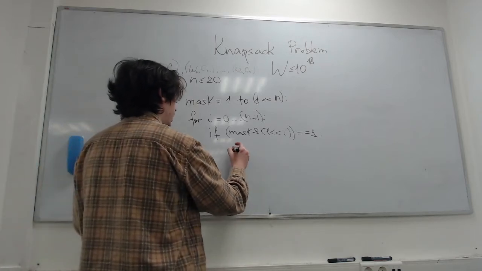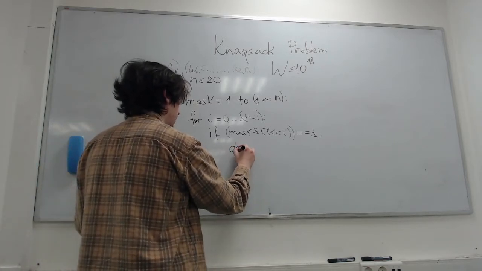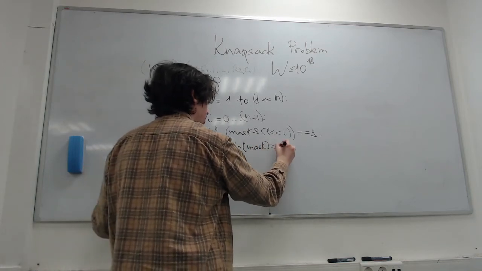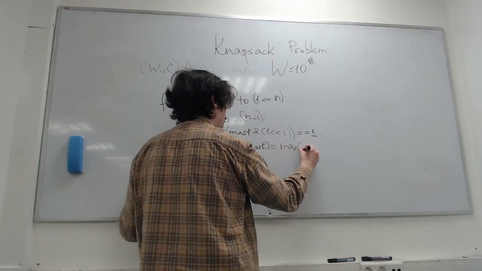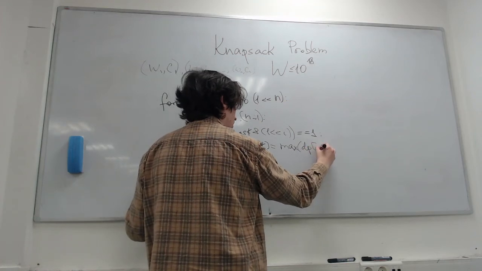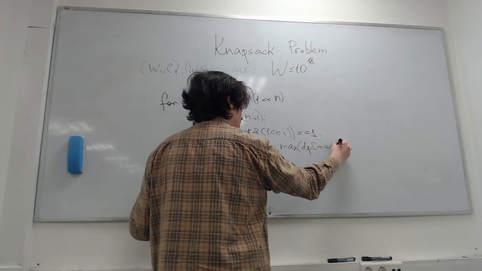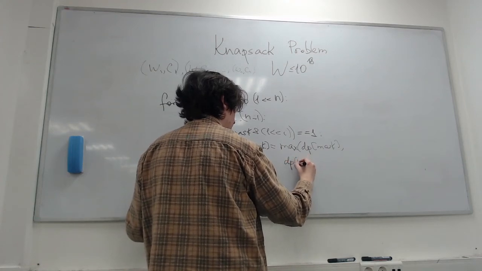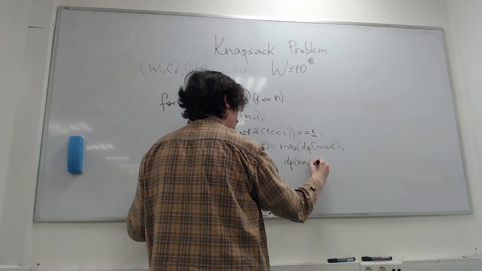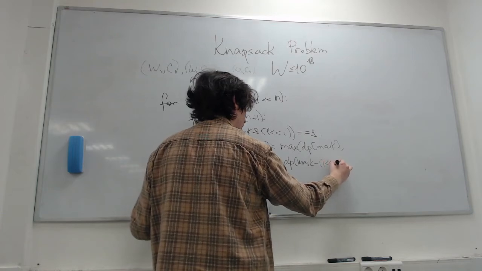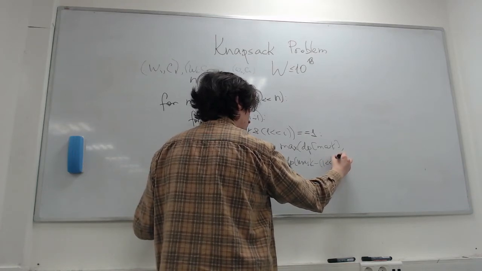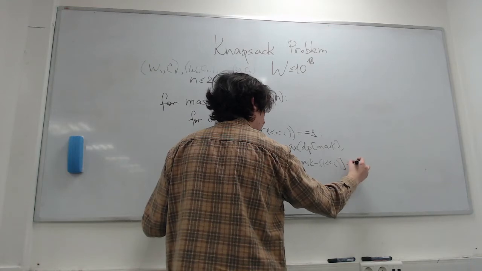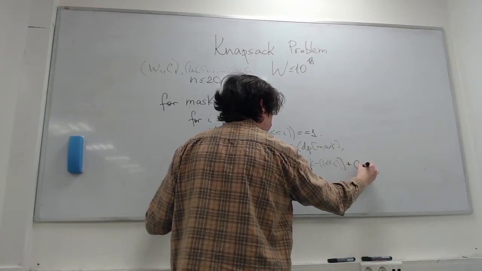So we consider dp of mask equals the maximum of dp of mask and dp of mask minus 1 shift i, plus ci.